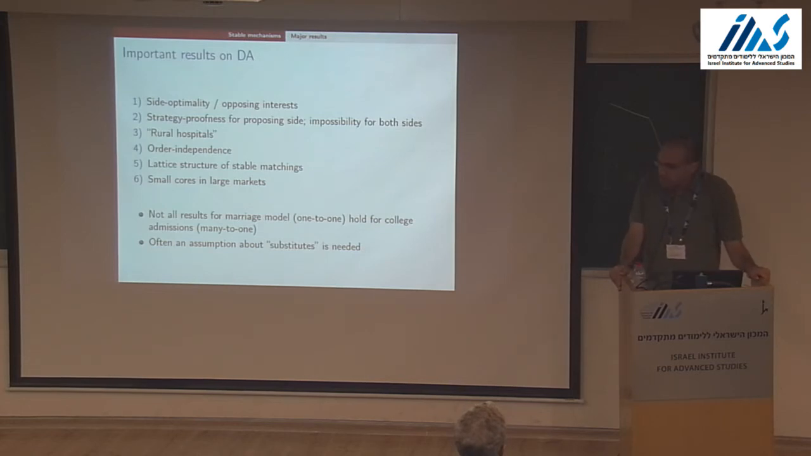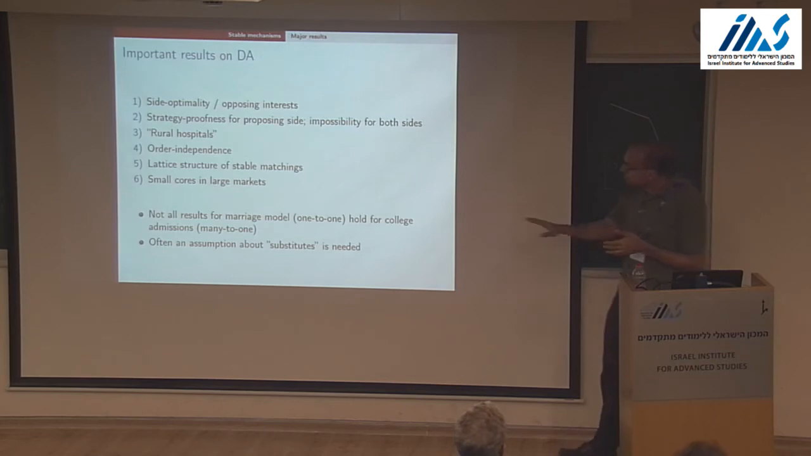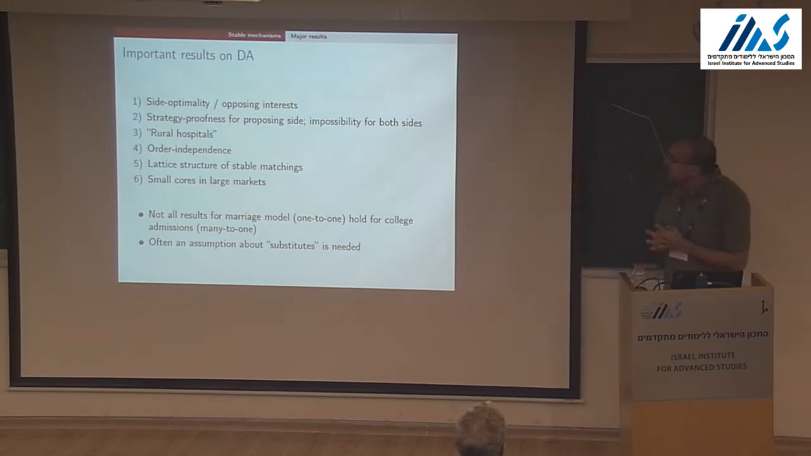So that is, students are substitutable for one another. And once we assume some kind of notion of substitutes, everything will work. Without that, nothing works, okay? So it's a pretty sharp, demanding requirement. So why is this important?